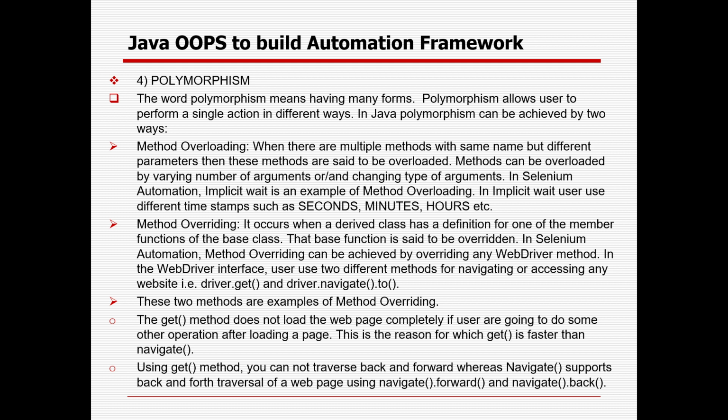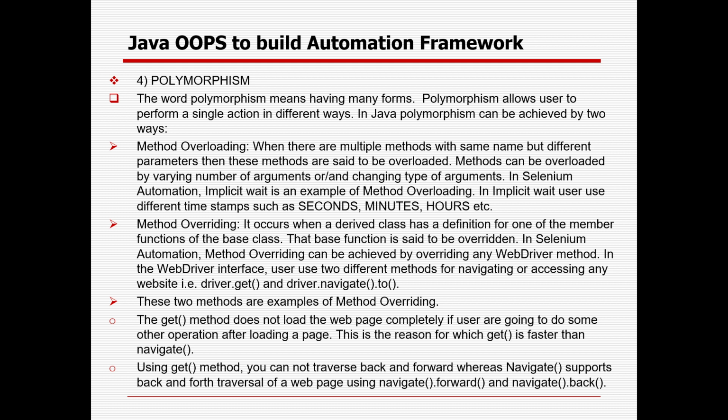Or you can use implicit wait with timeunit seconds, minutes, hours, because these are different signatures but the method is the same. That is the pure example of method overloading. And what is the example of method overriding? Method overriding means you have the same method in both your parent class and child class; the child class takes precedence and overrides the parent class. I already discussed this in the last session.